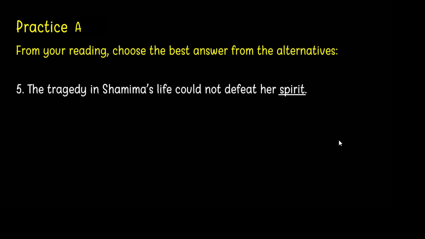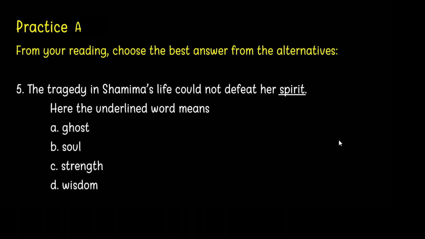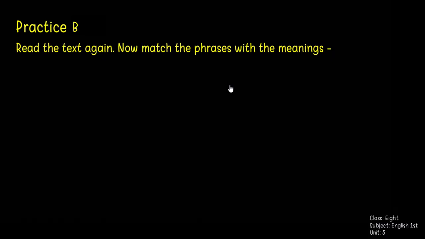Question 5. The tragedy in Shamima's life could not defeat her spirit. Here the underlined word means option A, ghost, option B, soul, option C, strength, and option D, wisdom. So here the answer will be soul. Exactly. So, I think with the technique of vocabulary, you have already solved these 5 alternative questions. Now see the next practice.